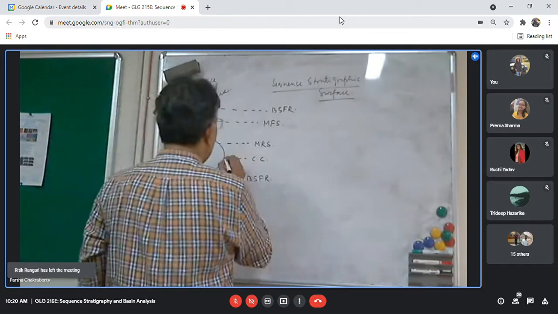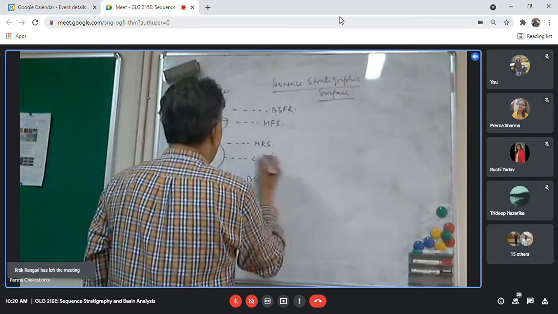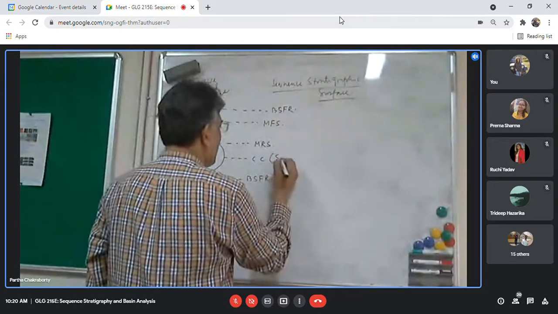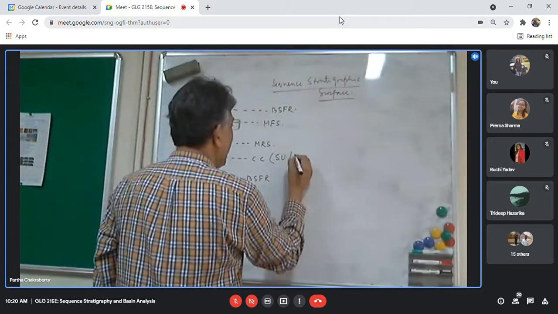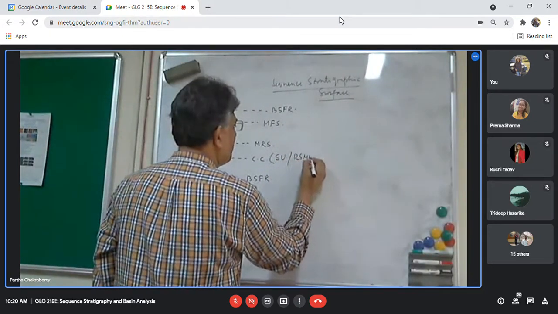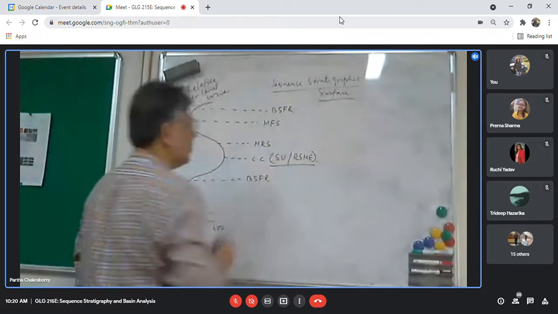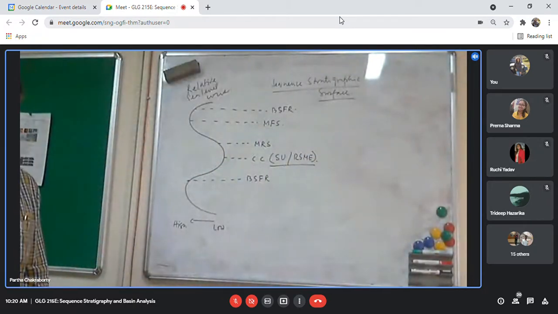Now, when you call it CC, you are actually combining it with subaerial unconformity and RSME. Combining it with all of these: SU and RS. Okay.